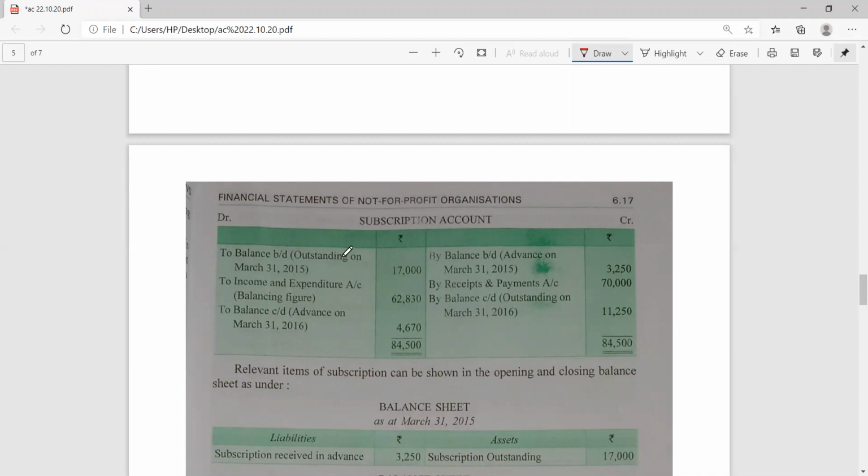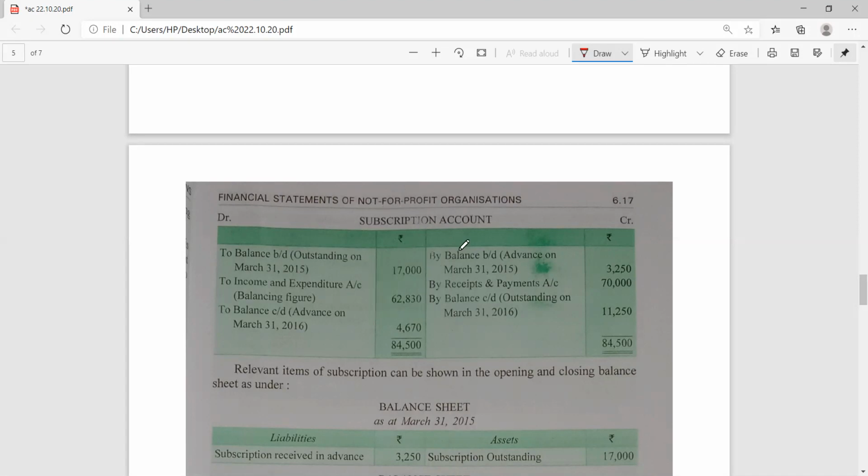In the subscription account, you have to show the opening and closing balance of outstanding and advance. Both the opening and closing balances have to be shown on a crisscross basis. The outstanding opening balance is to be shown here, over here. Outstanding closing balance on the credit side. Advance opening, advance closing balance. Whatever you got from the receipt and payment account, that is 70,000, is to be shown, and you will get the balance of 62,830 in the income and expenditure account.